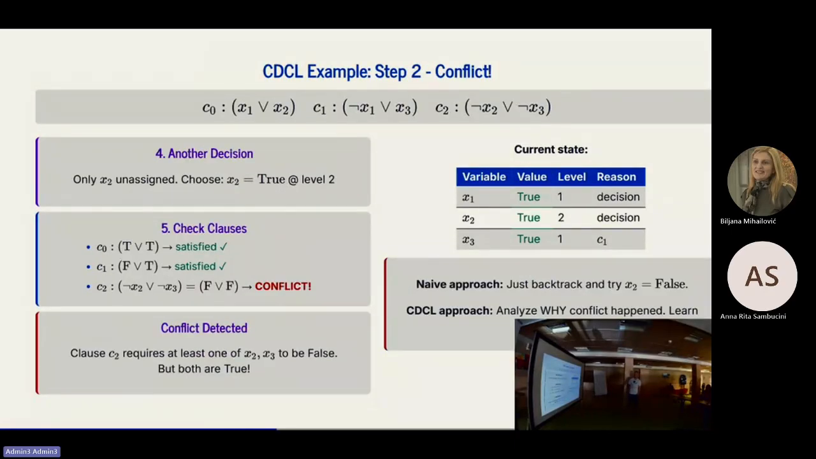The next step, we just want to assign variable X2. So we are going to the next level, and we assign X2 is true. We check the clauses, and we find in this clause we have a conflict. So there is the conflict, and we can start with the conflict analysis, and we are going to the next step.